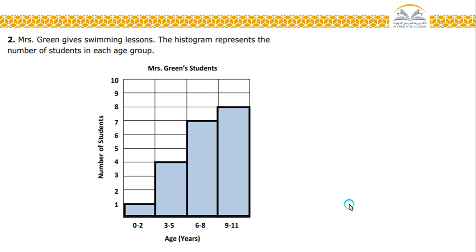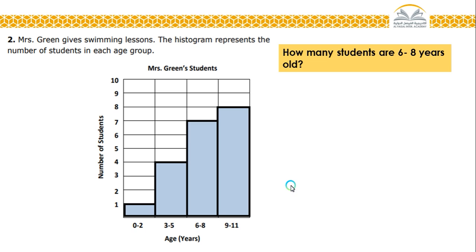And here is another example. Mrs. Green gives swimming lessons. The histogram represents the number of students in each age group. Now, here is another example of interpreting a graph. These are the number of students and these are the ages. We have 0 to 2, 3 to 5, 6 to 8, 9 to 11, and here we have 1, 2, 3, 4, 5 as the number of students, depending on the data you are given.